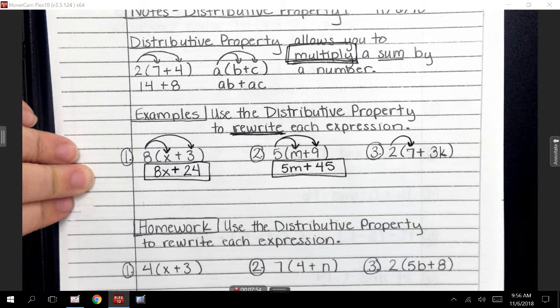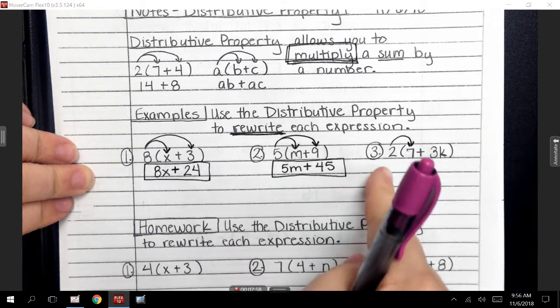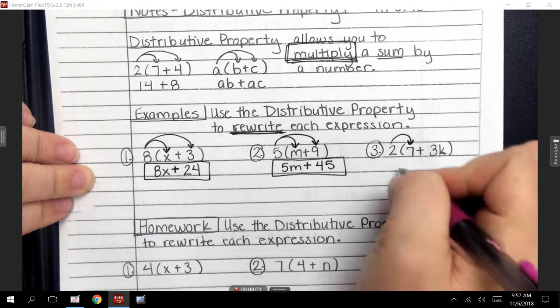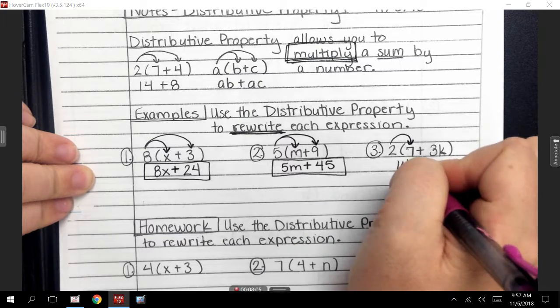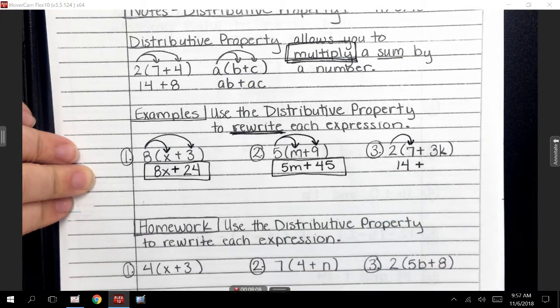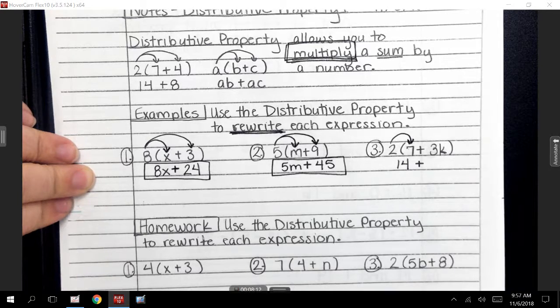Remember, what operation are we doing? We're multiplying, so raise your hand. What do I get when I pass 2 to 7? Savannah? 14, because 2 times 7 is 14. We're going to keep our plus sign. We're not changing the order. It's staying just like it is. All right, what else do I need to pass the 2 to?